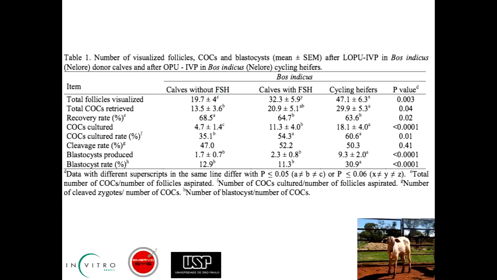This is some data comparing, on the same day and in the same situation, calves with and without FSH, and cycling heifers. As you can see, the cycling heifers have high efficiency in IVF, of course. Remember that it is the same lab, the same day, the same semen; the difference is the category. And you can see that when we use FSH in calves, we improve the number of follicles and the number of oocytes recovered.